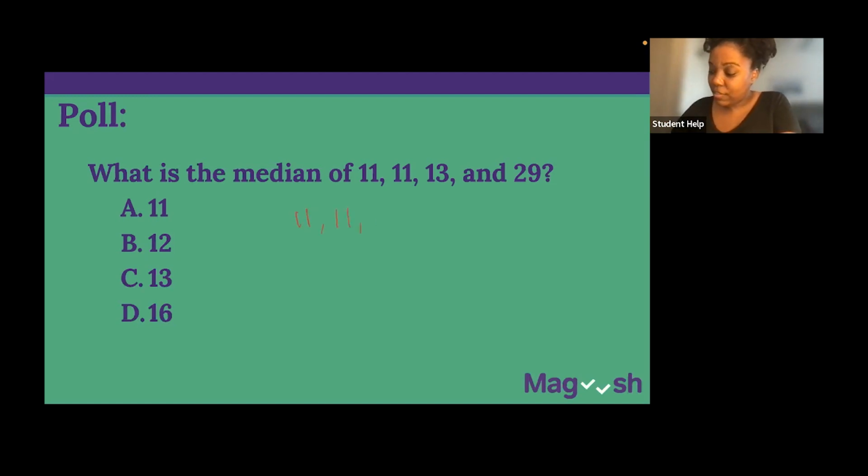So if you have 11, 11, 13, and 29, we have 4 values here. So we have to take our 2 middle values and get the average of the 2. So 11 plus 13 is 24, divided by 2, which gives you 12. So the correct answer here is 12.